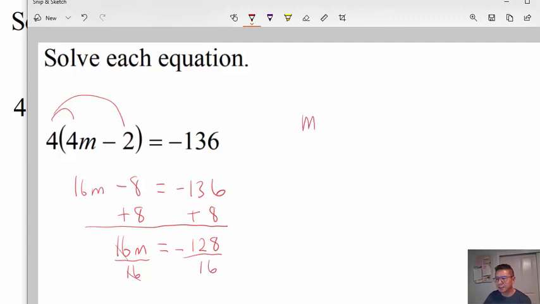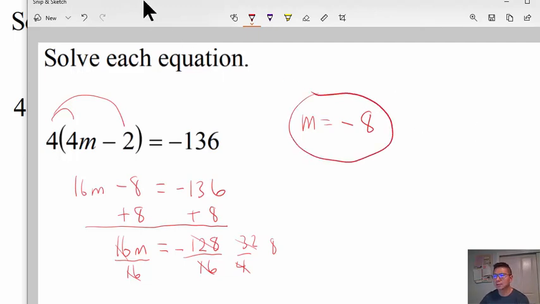And m is equal to negative 128 over 16. I know 4 goes into that. 4, 32, 4 again. So 16 does go into 128. Or you can just do 4 twice. 4, and then there'll be 32, and then 4 again, and that'll be 8. So this will be negative 8.